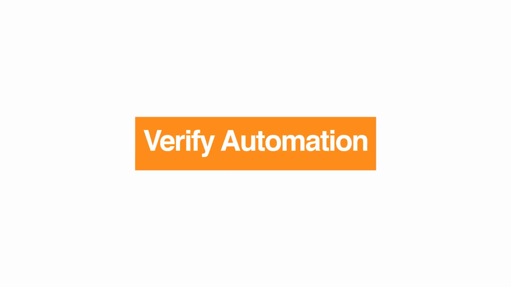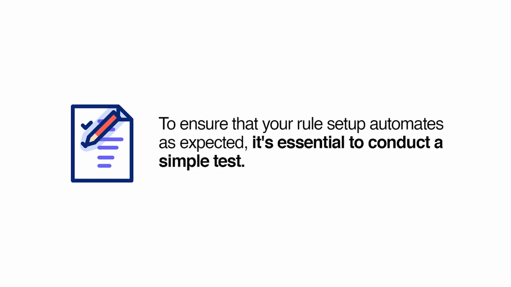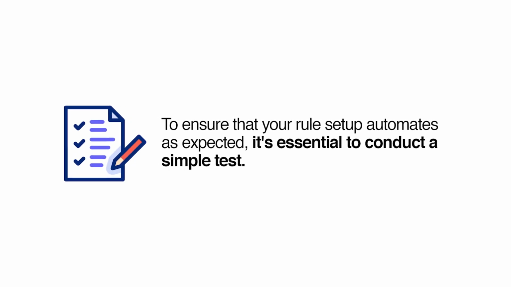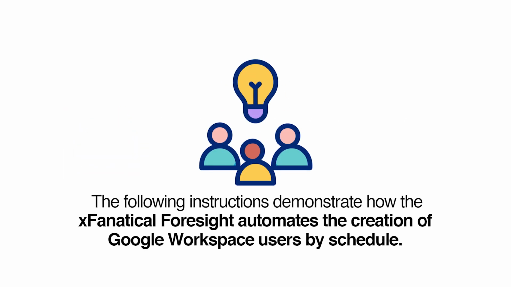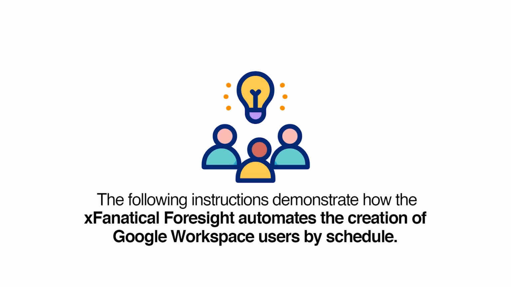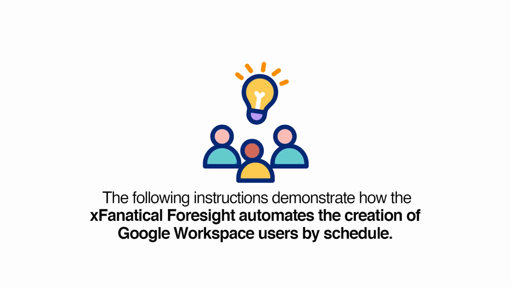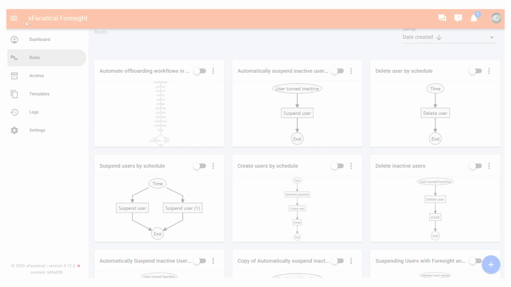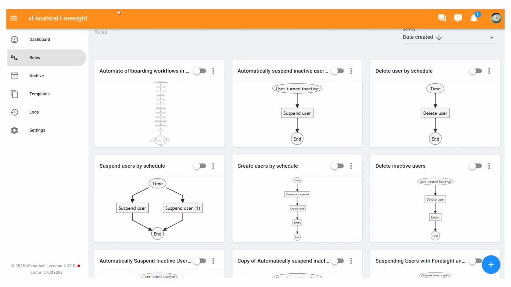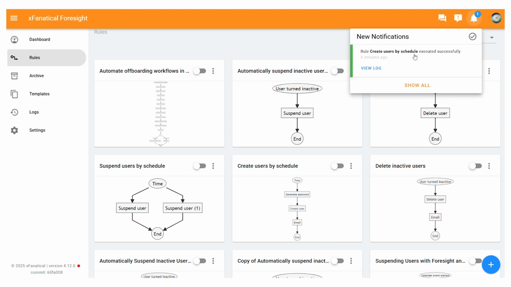Verify automation. To ensure that your rule setup automates as expected, it's essential to conduct a simple test. The following instructions demonstrate how fanatical foresight automates the creation of Google Workspace users by schedule. Go to fanatical foresight. Wait until the configured trigger time. You will receive a notification in the top right of fanatical foresight. In the notification message, click View Log.